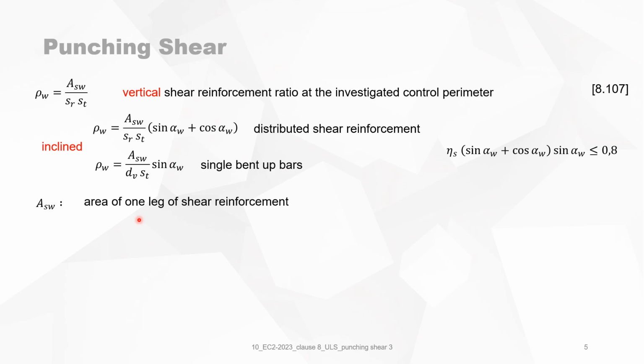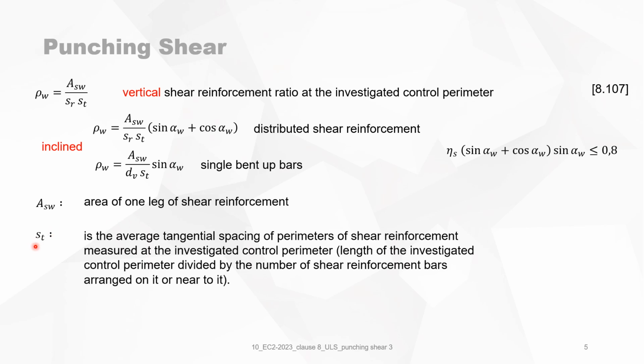ASW is the area of one leg of shear reinforcement. ST is the average tangential spacing of perimeters of shear reinforcement measured at the investigated control perimeter, which is in fact the length of the investigated control perimeter divided by the number of shear reinforcement bars arranged on it or near to it. That's why we call it average. And the radial spacing is the maximum of S0 plus S1 over 2, or S1.